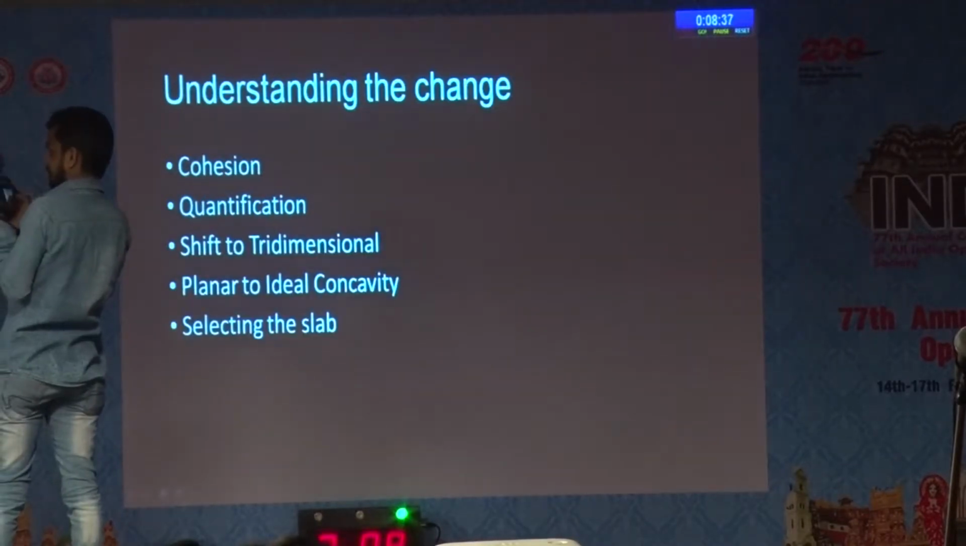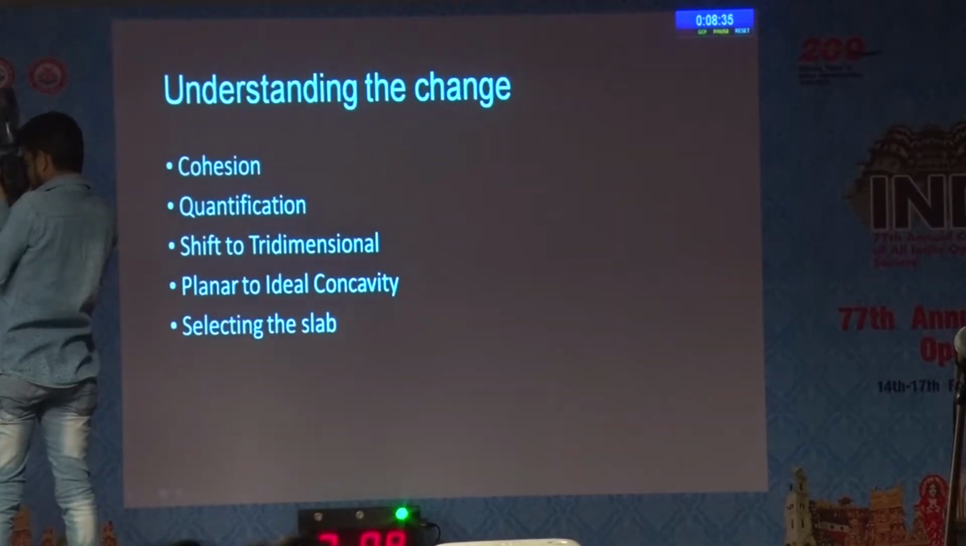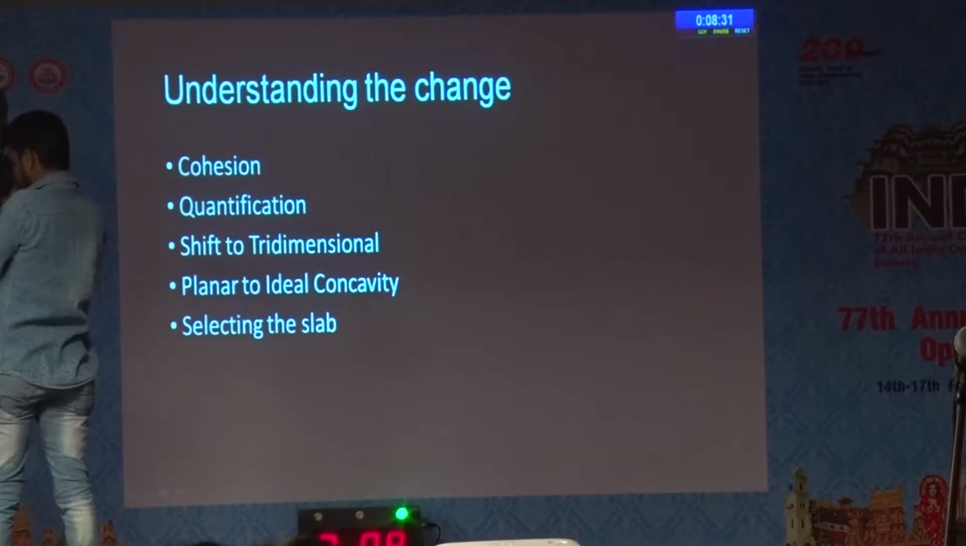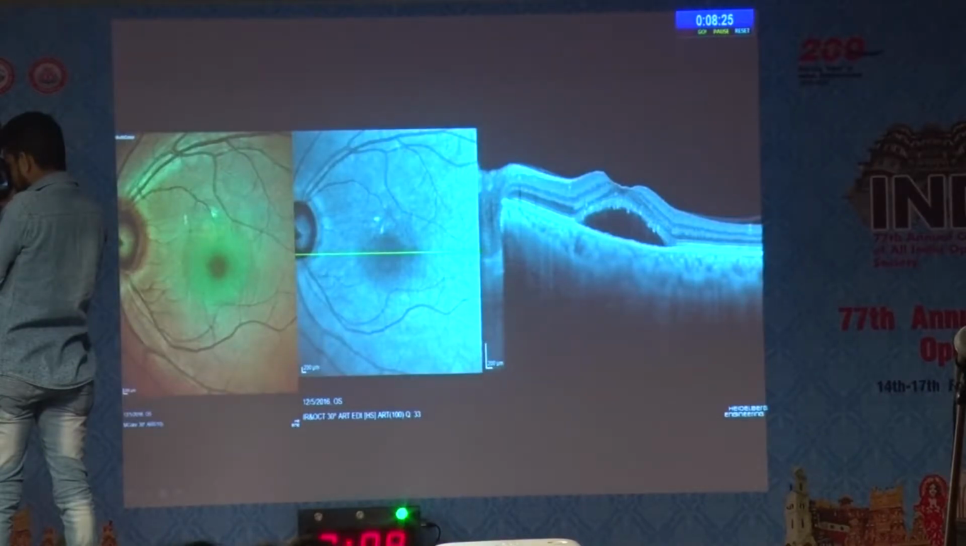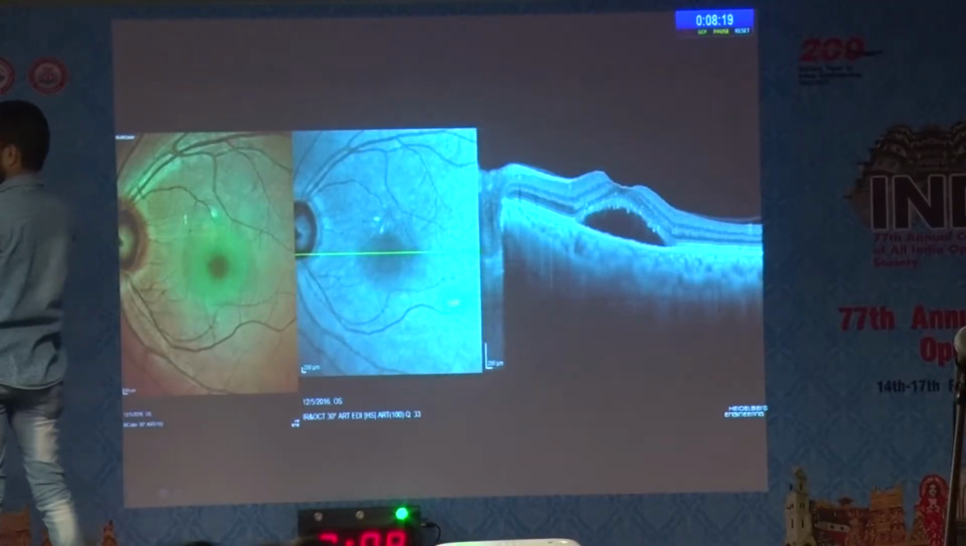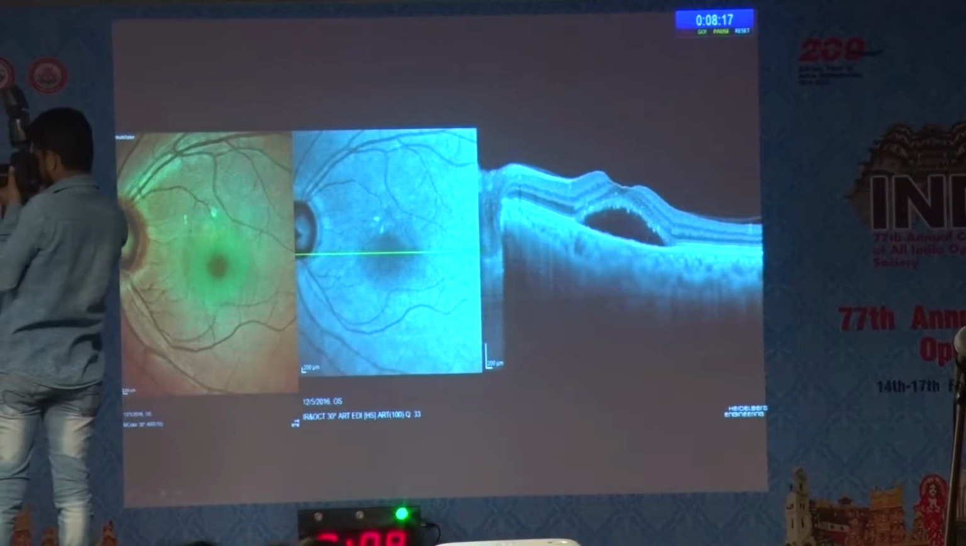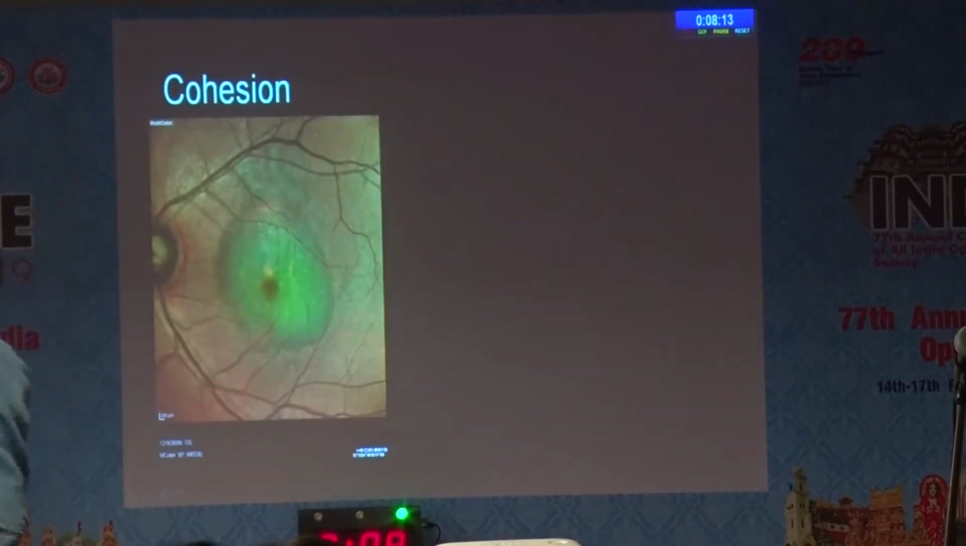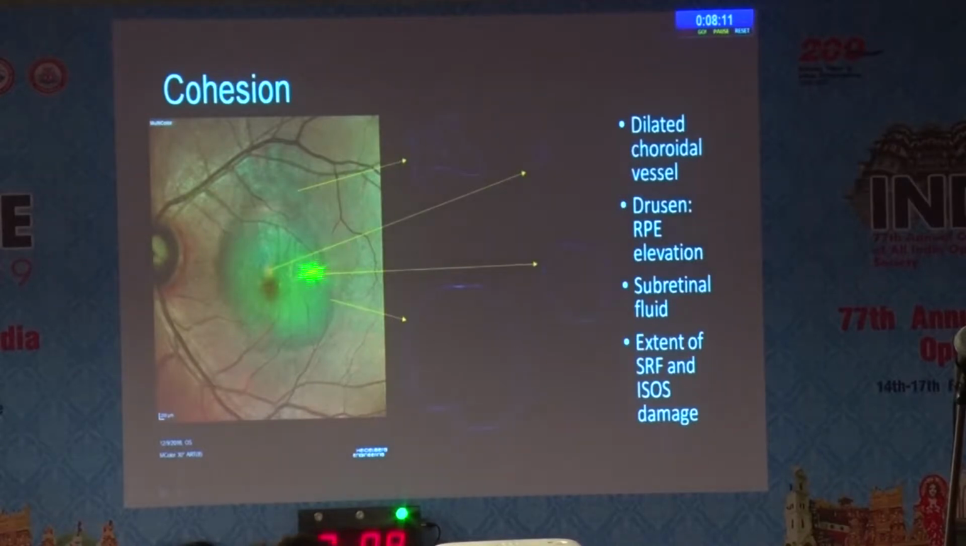So let's try to understand the change when you look at an en-face OCT. What does it do? It gives you cohesion, allows quantification, and a shift to tridimensionality, ideal concavity, which I'll be explaining. So this is a regular patient where you're using two modalities of forward-on view. That is your multicolor. You see the reflectance here, and then you see an area of SRF here. You have quite an amount of information from it. But this is what I meant by cohesion. This is a multicolor image where you see different colors representing different things.